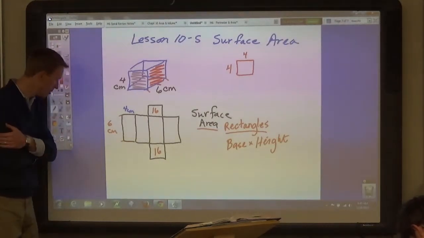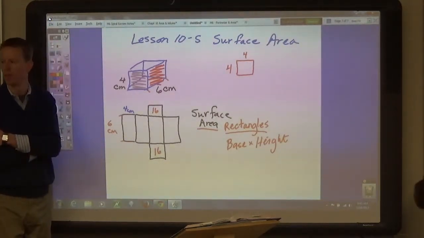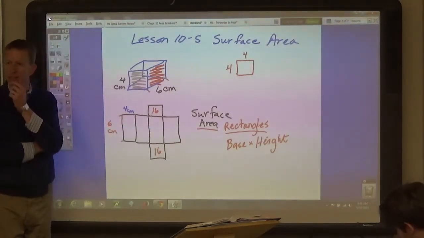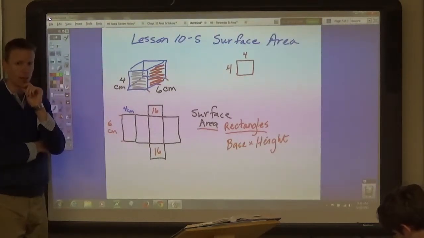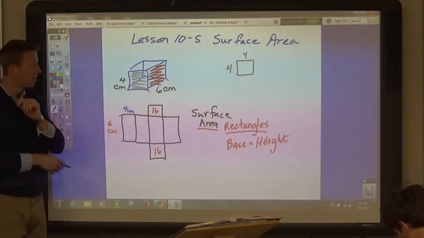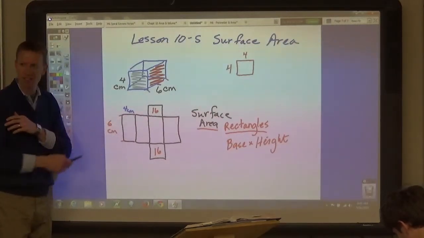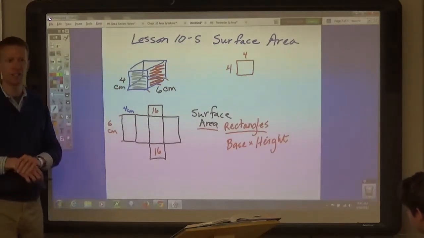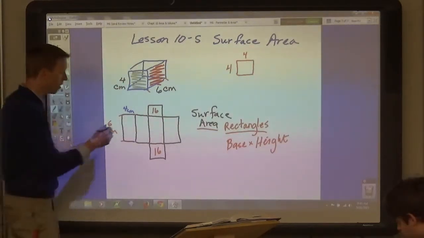What formula would we use to find them? Look. Base times height. What is the base? 4. What is the height? 6. So the area of each rectangle is 24.